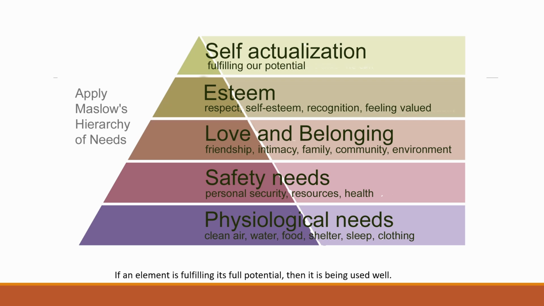He said how the physiological needs, our needs for clean air, water, food, shelter, sleep and clothing, were fundamental. And then as we go up his hierarchy of needs, we would dream and hope that we could achieve self-actualization, feeling that we've reached our potential. If an element is fulfilling its full potential, then it's happy and it's being used well.